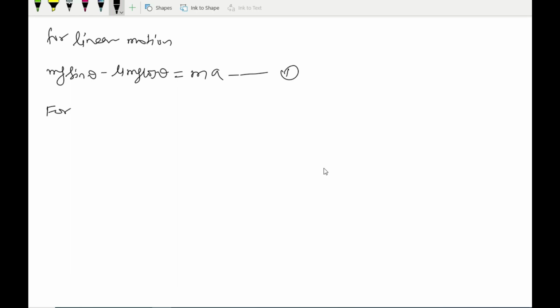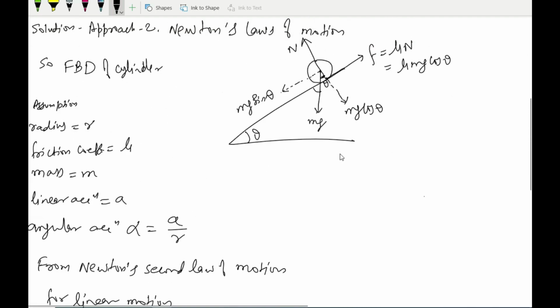For rotational motion, now let's see rotational motion. What is rotational motion? Total torque is equal to the moment of inertia about this cylinder passing through the center, times the angular acceleration.